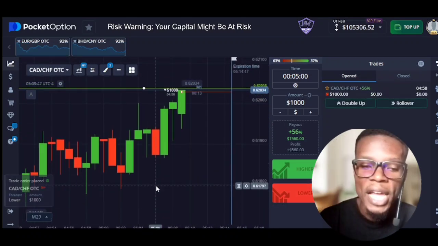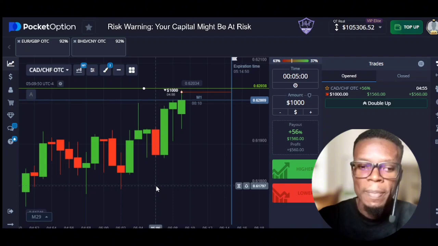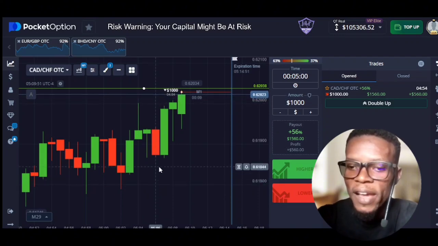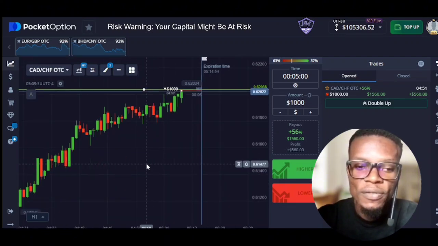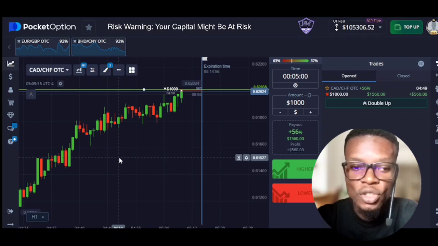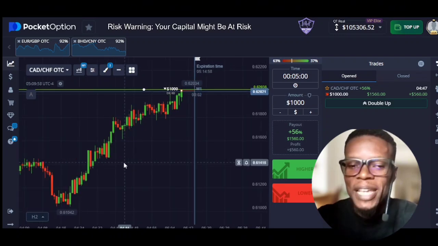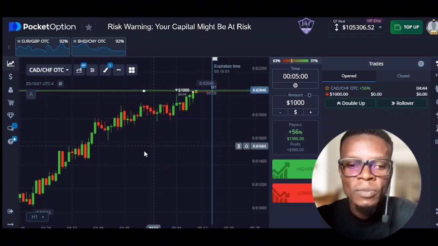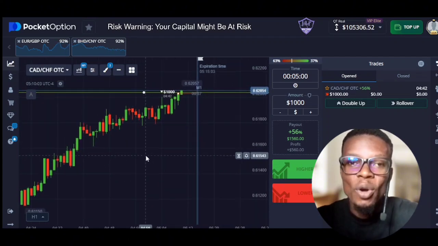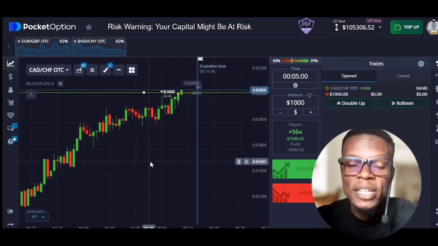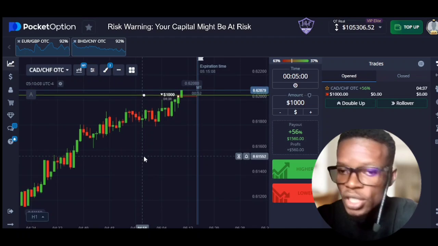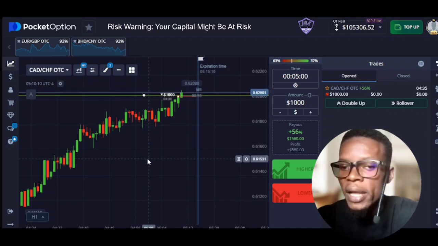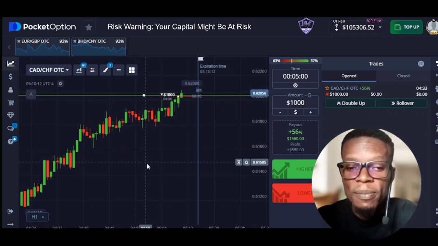So there you have it, guys. We have entered our trade. We're going to wait for the next 5 minutes to see what happens with this very beautiful trade. And then we are going to explain everything about this strategy, why I have placed my trade, and everything you need to know to be able to also apply this same strategy in your day-to-day trading to be able to make profit from this market, guys.